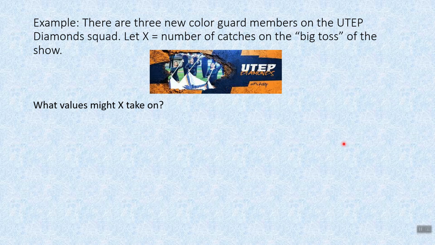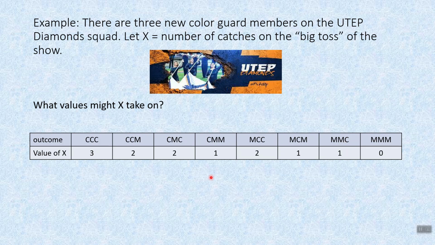So what values might X take on? I'm looking at the 3 color guard members and the number of catches on the big toss. We have the following outcomes. I use C for catch and M for a miss. So all 3 of them could catch it, which they probably did, I'm just saying. It could be a catch, catch, miss, a catch, miss, catch, a catch, miss, miss, and so on. The number of catches is what we're measuring. So there are 3 catches, 2 catches, 2, 1, and so on, counting the C's each time.